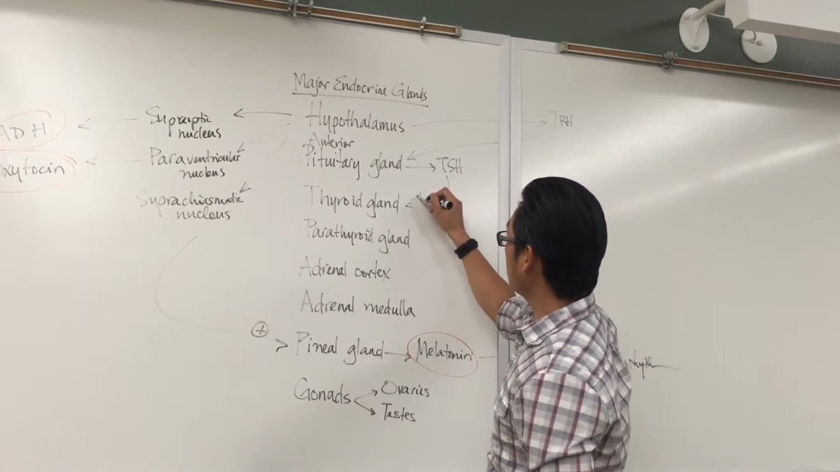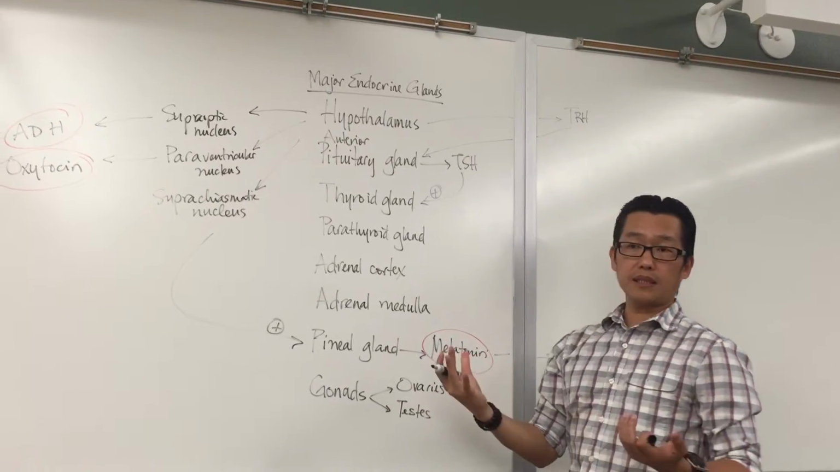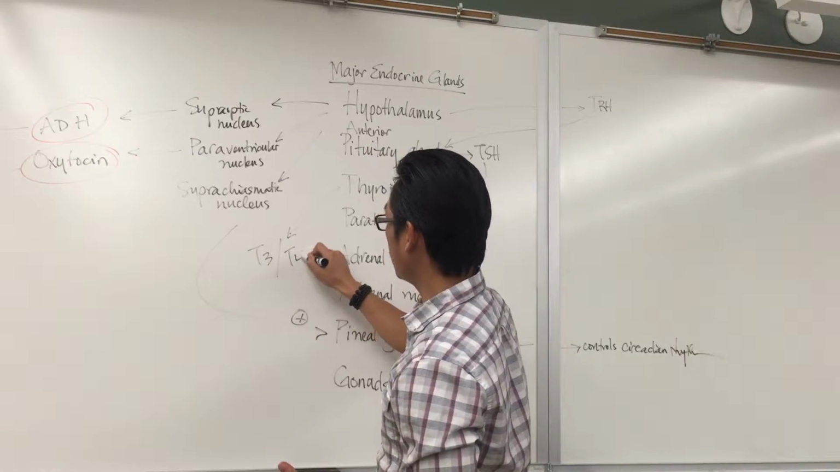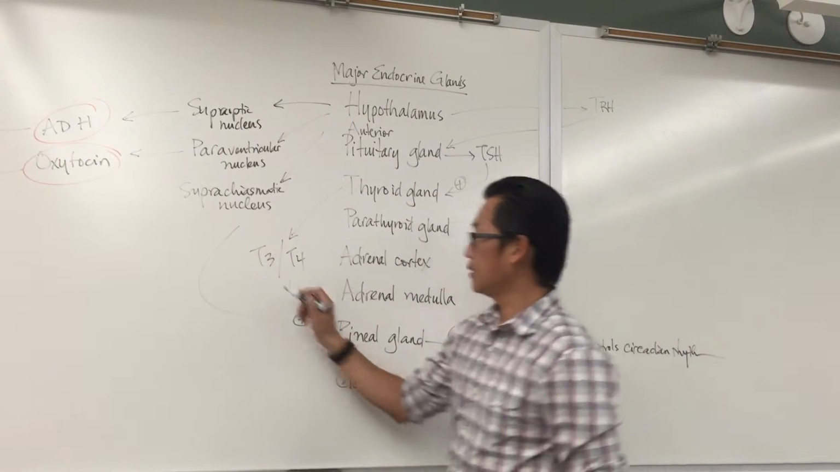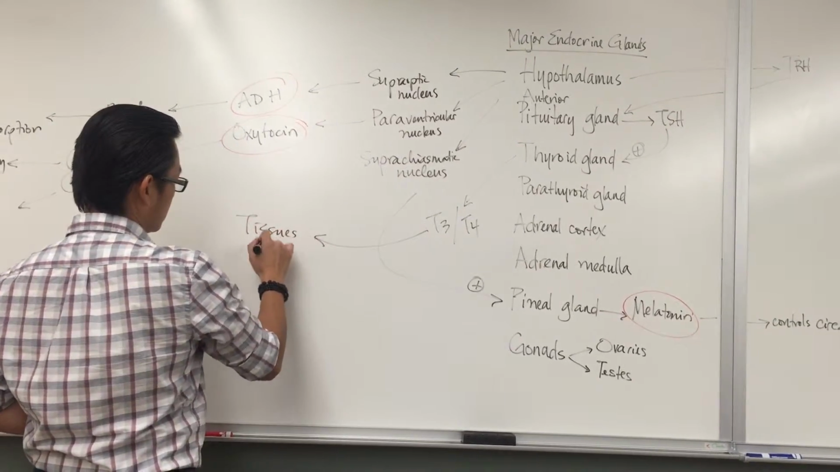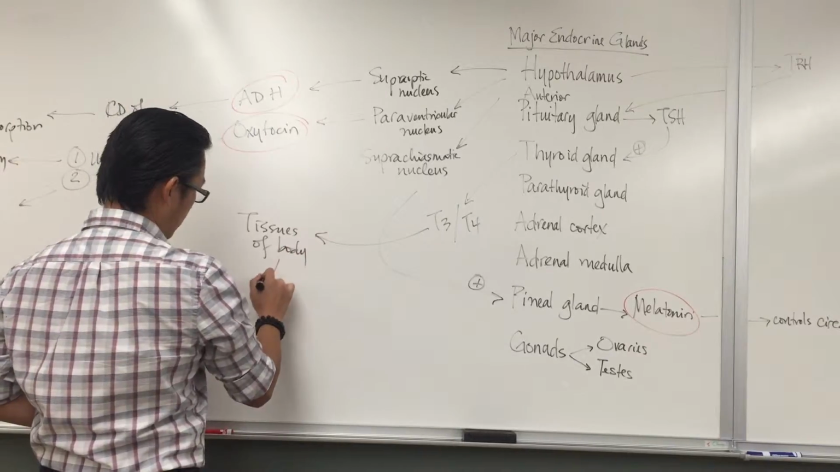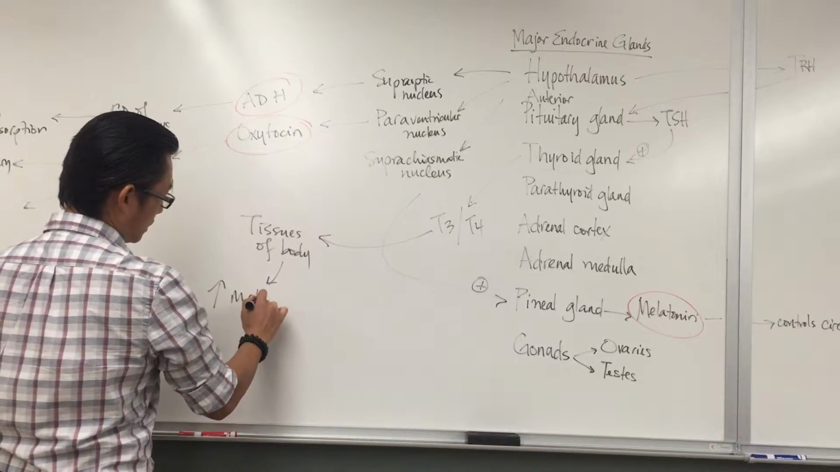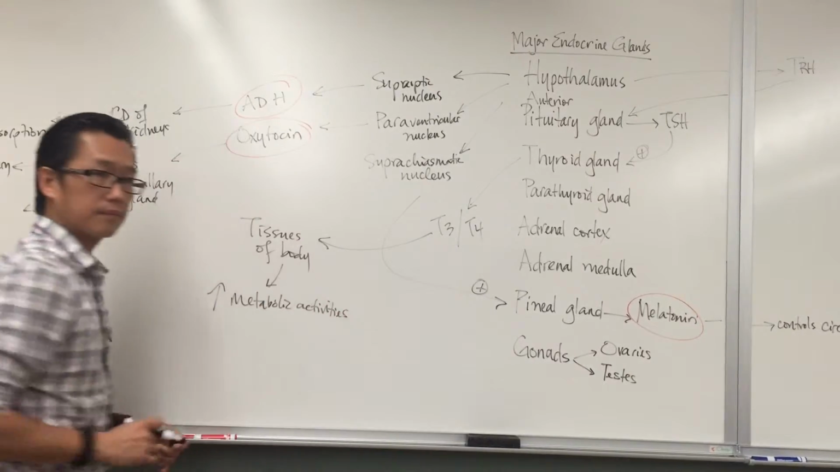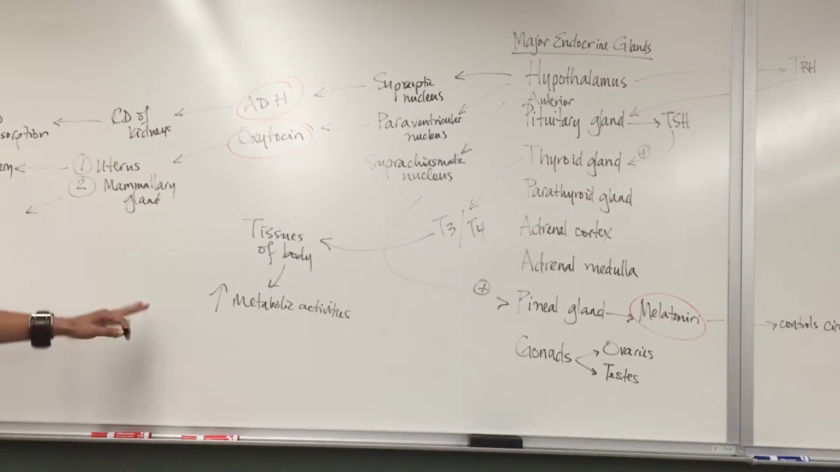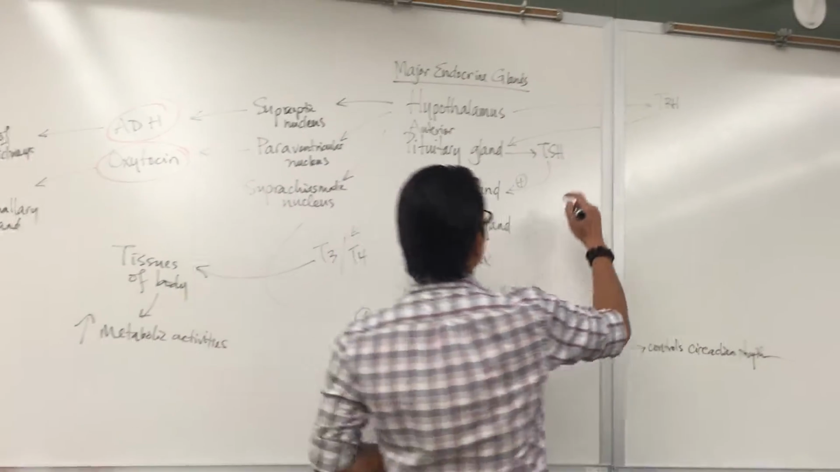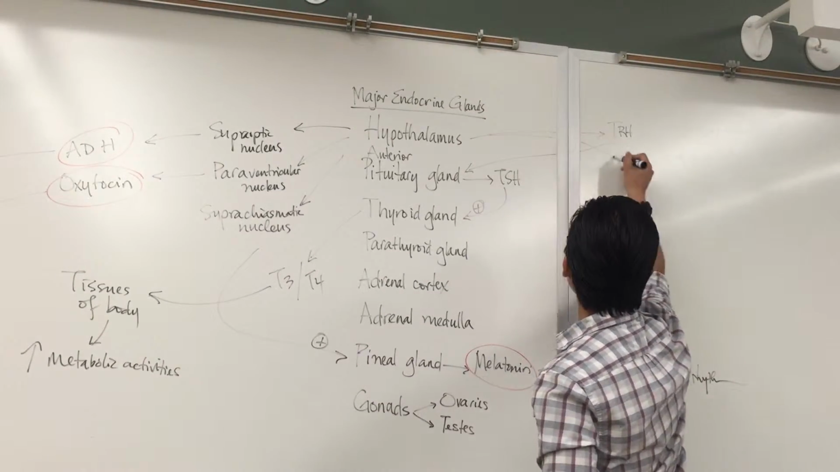TSH goes to the thyroid gland and stimulates the follicular cells of the thyroid gland to release T3, T4. T3, T4 goes to tissues of the body and increases metabolic activities. That's all you guys have to know about those. All right.